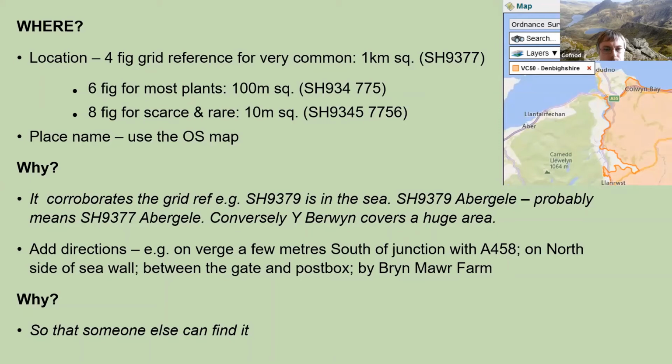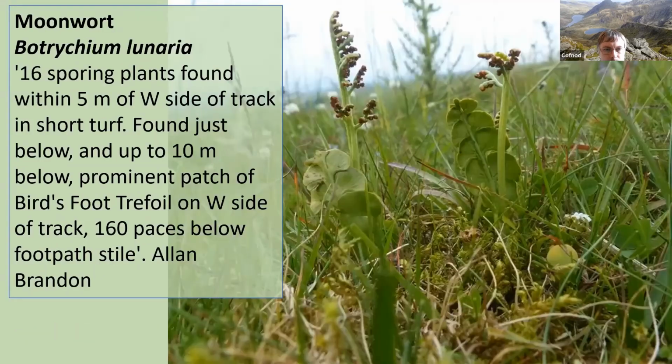Here are some examples. You've already put your 6-figure grid reference down. We know it's in the, let's say, Abergele square, but you might want to say a few metres south of the junction, or between a gate and a post box. By Bryn Mawr Farm, that name may not be on the OS map, but you've seen it, so you can make a note of it. It's really important. Why? Because especially if you've got rare plants or scarce ones that we want to keep an eye on, or even just interesting ones, it's so that somebody else, yourself included, can go out and find it again next time, later in the season, next year.